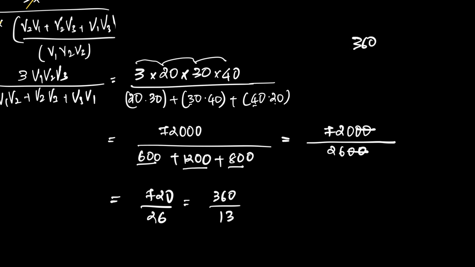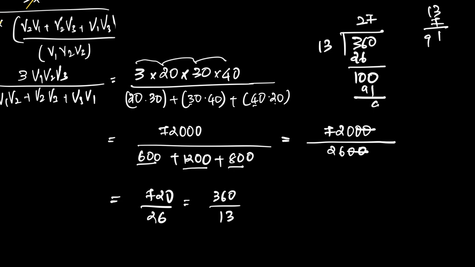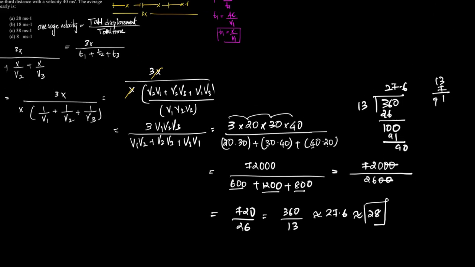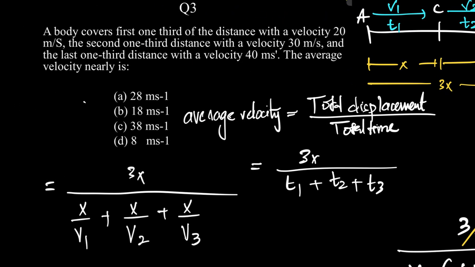So if you divide 360 by 13, 13 2 times is 26. So you're left with 100. And 13, 7 times is 91. So we are left with 9, 90, which again would be 13 times 6. So it's approximately equal to 27.6, which we can round as 28. So the correct option to this question would be option A.